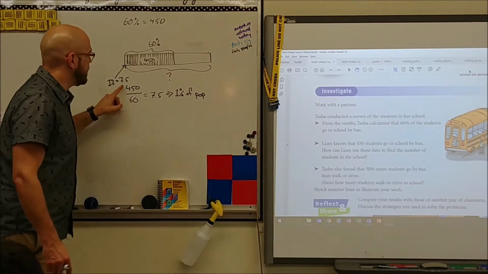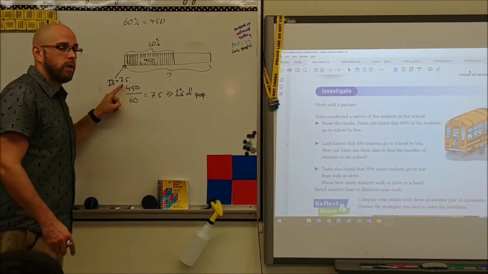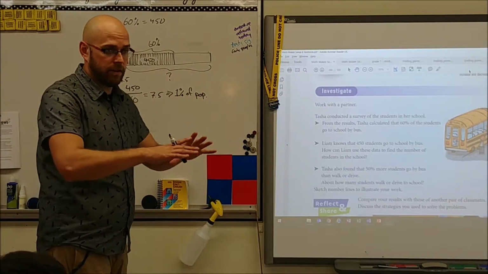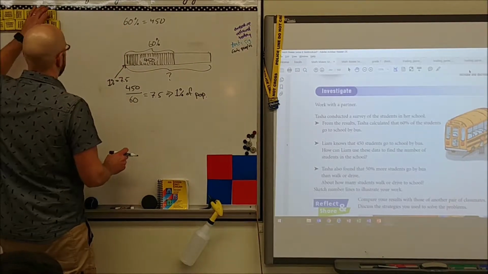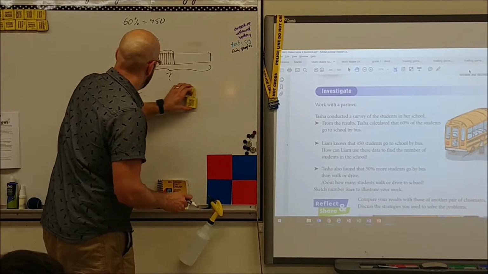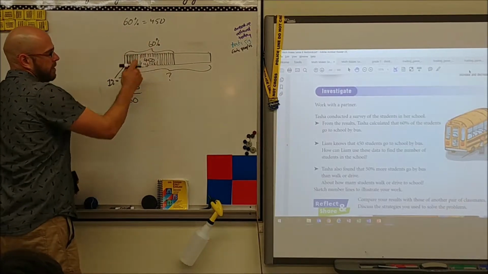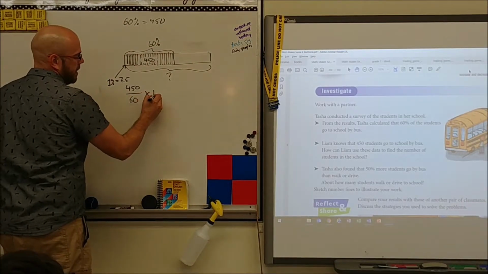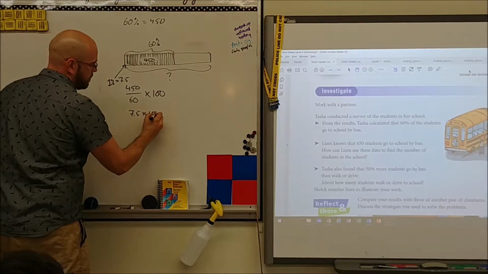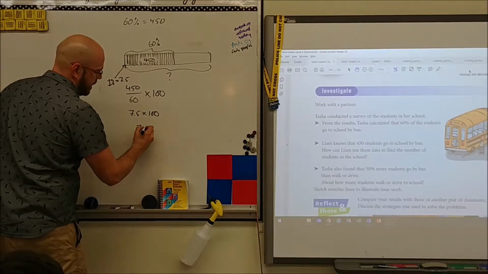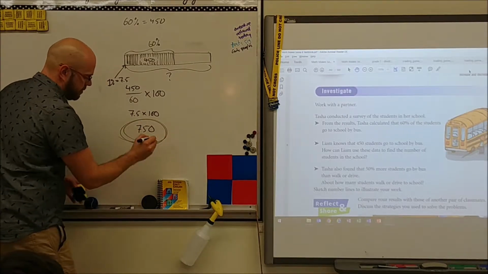So if 1% is 7.5, then 1% times 100 will give us the whole school. Absolutely. So here's my formula. My formula is 450 over 60 times 100. 450 over 60 gave us 7.5, times 100, so we have 750 students in the school.